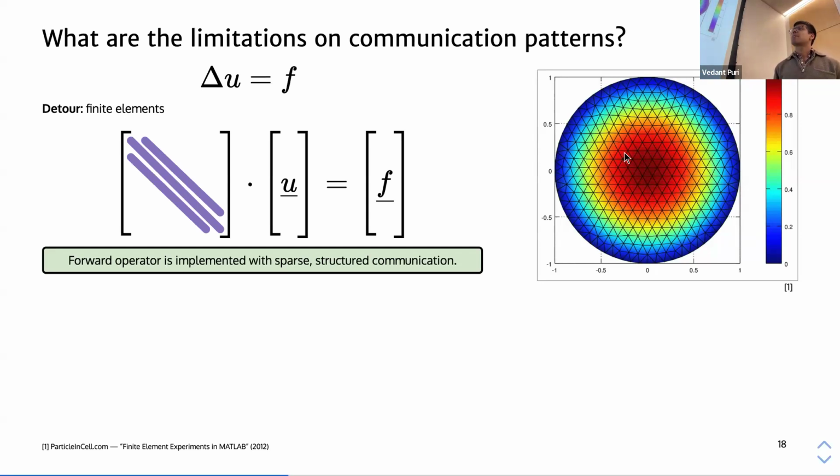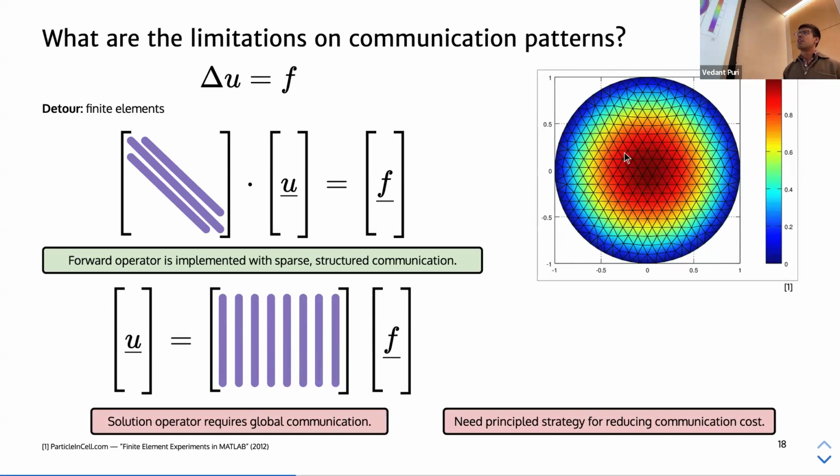However, what we are missing here is that this is the forward pass. What PDE surrogates are concerned with is approximating the backward pass, or the solution function to the problem, which we know is inherently dense. The inverse of these simple structured sparse matrices is inherently a dense matrix, which indicates that any naive sparsification strategy may not work effectively for transformers, and that you need a principled approach to reduce the communication cost.